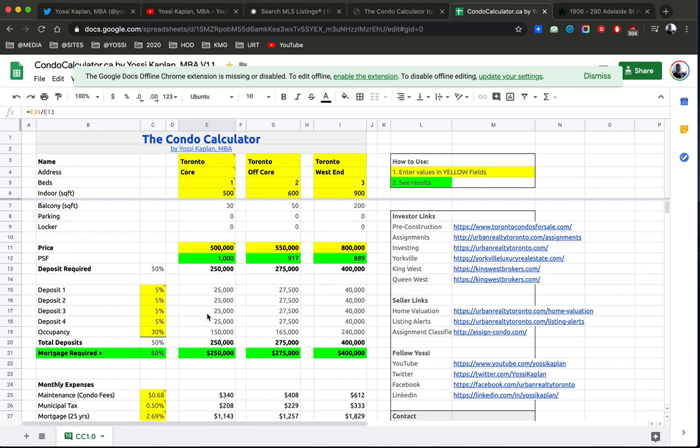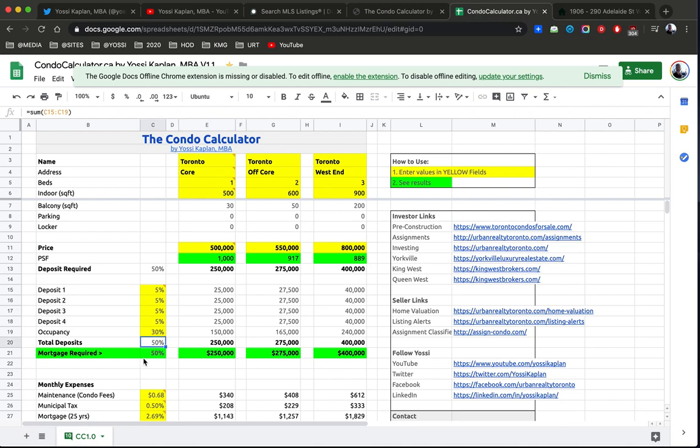Some people like the core, some people like off-core, some people like the West End, the East End in Toronto, outside of Toronto. You know, that is your personal choice. Some people prefer to invest in stock, in bond, in condos. It's all good. I focus on condos, I focus on investment condos, and specifically, I want to see how much it's going to cost me per month, so as an investor, I can be ready.